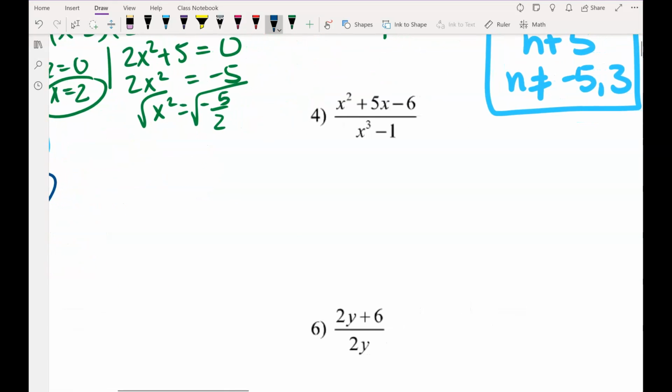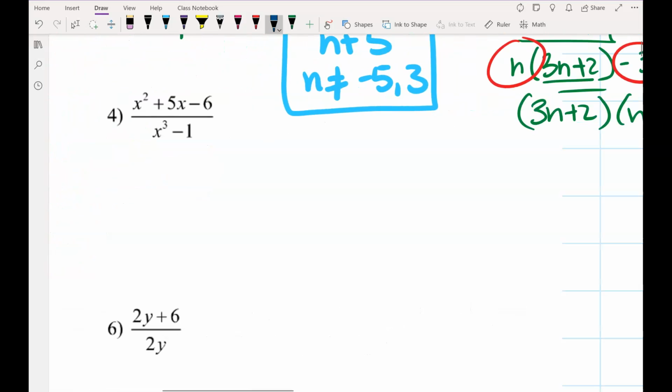Let's move on to number 4. X squared plus 5x minus 6 all over x to the third minus 1. So what I'm going to do is I'm going to ask you to hit pause and then go and factor that out. Okay, I'm going to wait for you guys to factor that out.